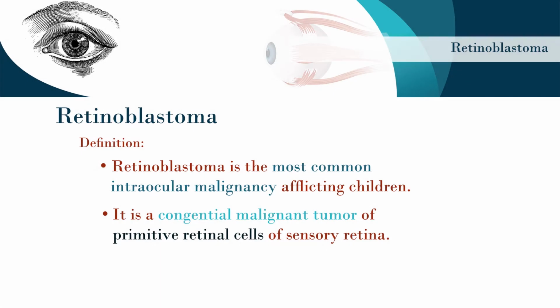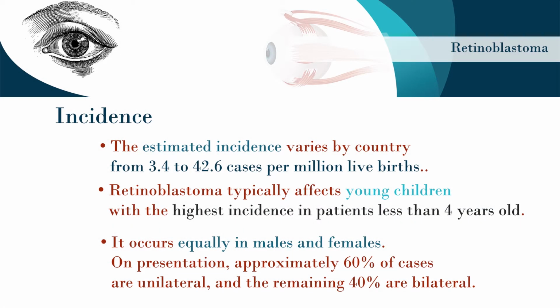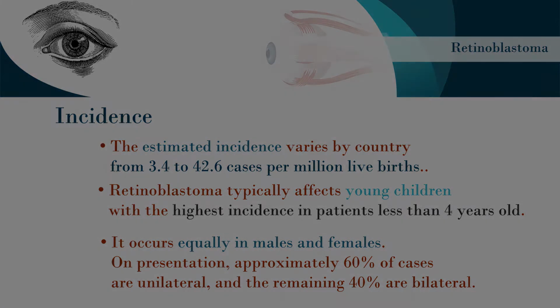In introduction, retinoblastoma is the most common intraocular malignant tumor of the pediatric age group. The incidence is 1 in 14,000 to 1 in 20,000 live births, and it is equally common in both sexes with no racial predilection. Retinoblastoma is a neuroblastic tumor and therefore biologically similar to neuroblastoma and medulloblastoma. The tumor can be unilateral or bilateral. 30 to 40% of cases are bilateral.